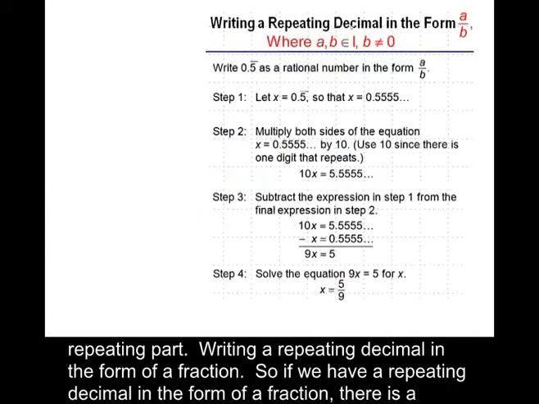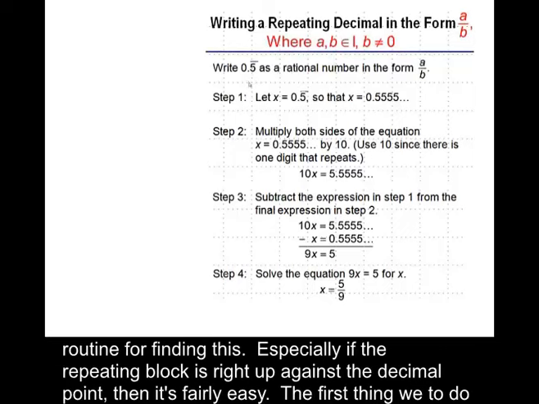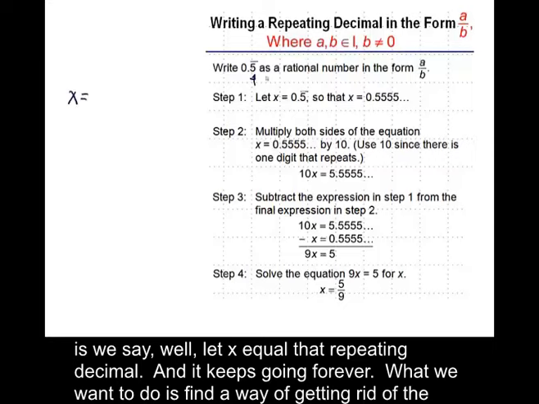Writing a repeating decimal in the form of a fraction. So if we have a repeating decimal, there is a routine for finding the fraction, especially if the repeating block is right up against the decimal point. Then it's fairly easy. The first thing we do is say, let x equal that repeating decimal, and it keeps going forever.